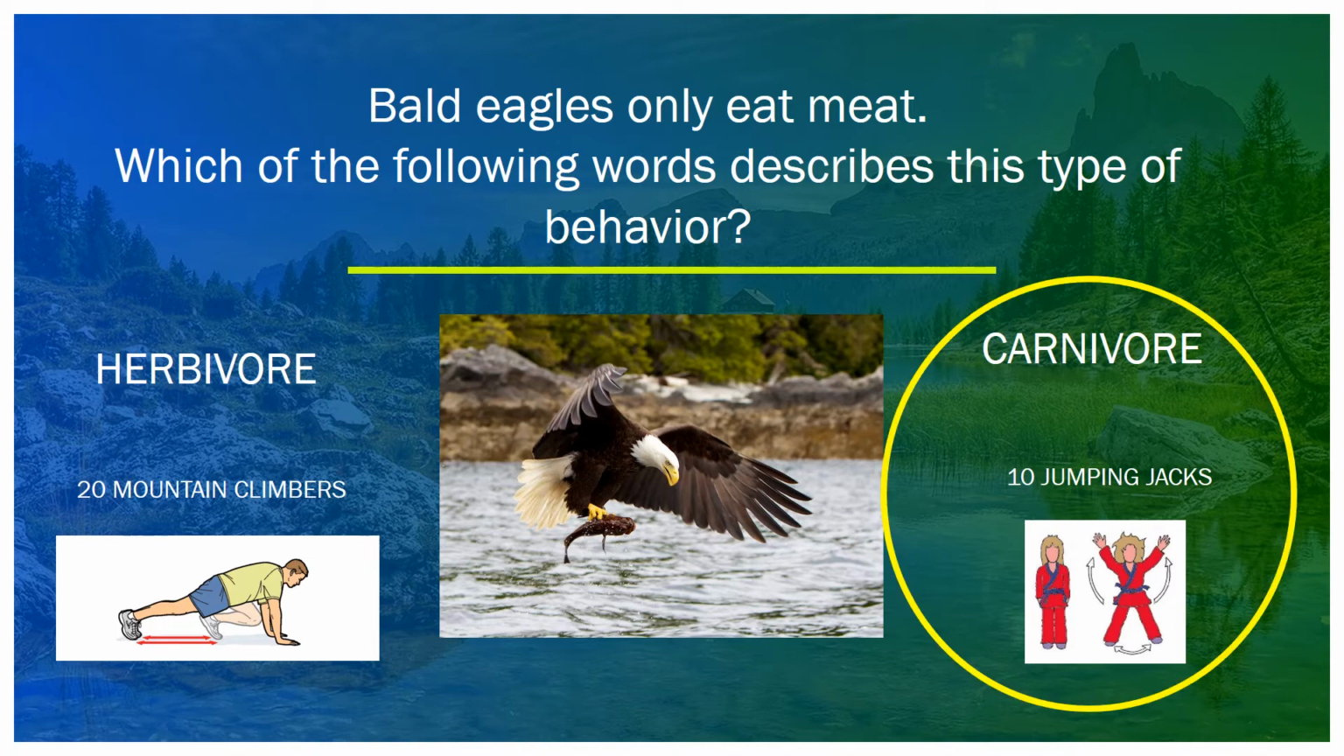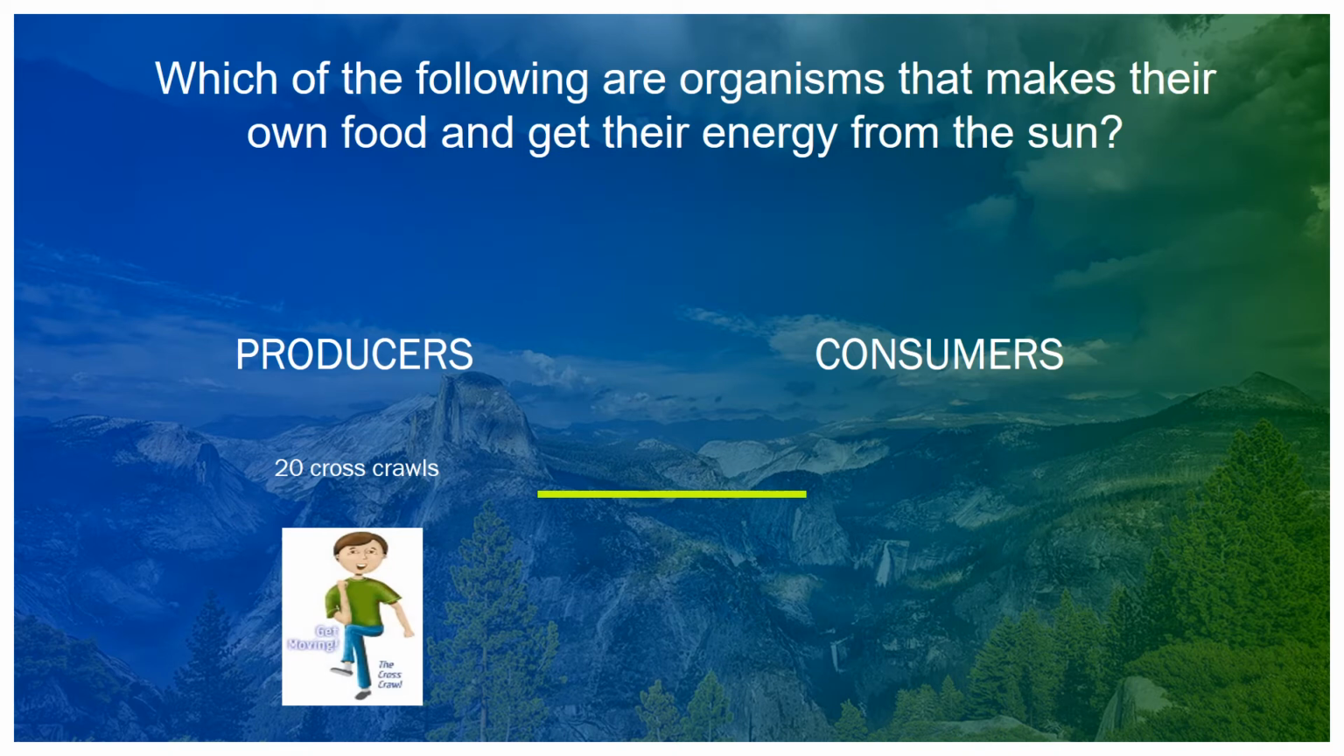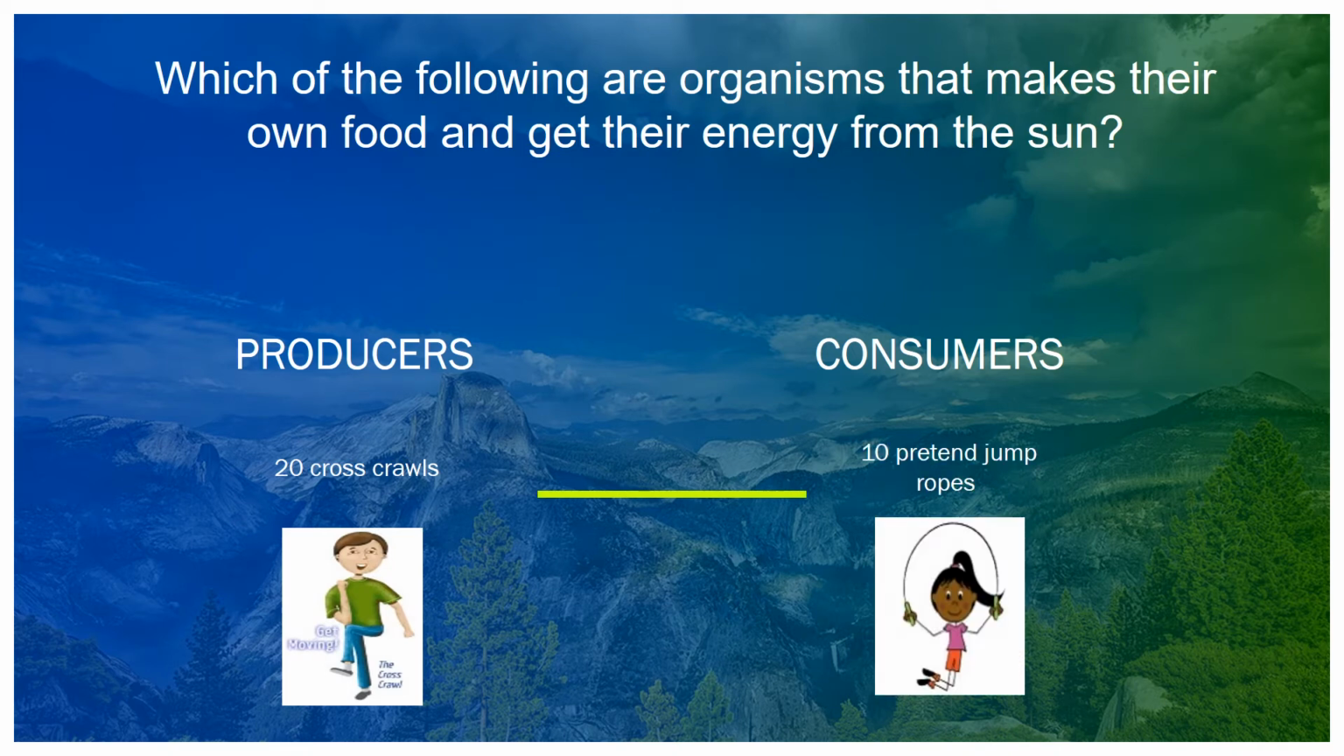The answer is carnivore. You should have done 10 jumping jacks. Which of the following are organisms that make their own food and get their energy from the sun? Is it producers or consumers? If you think it's producers, do 20 cross crawls. If you think it's consumers, do 10 for 10 jump ropes. Pause the video so you can reread the question and exercise your answer, and then hit play.